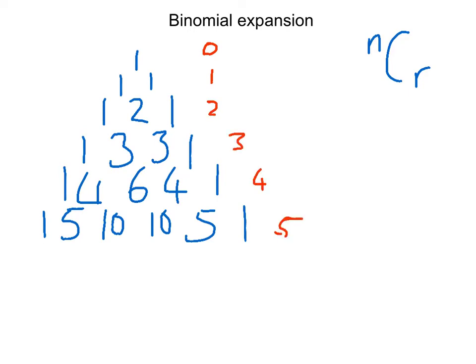And the number of the row relates to what power you are trying to expand. The numbers in Pascal's triangle are the coefficients of each bit of your binomial expansion, and we'll come back to why they're useful in just a second.